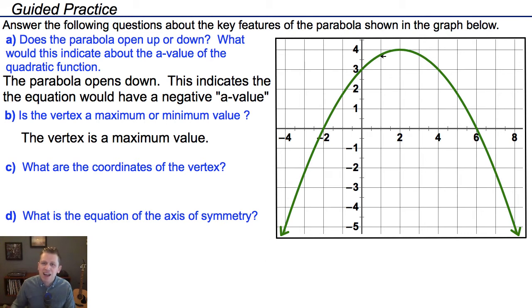What are the coordinates of the vertex? Well, here we want to find the highest point, which is right here. This is the vertex, and the coordinate of that point is (2, 4), where 2 is the x value and 4 is the y value.